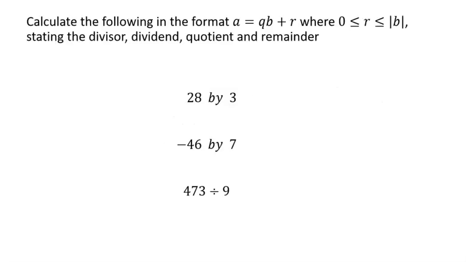So what I want you to do is calculate the following in the format A equals QB plus R. Again, remember the condition, 0 has to be less than or equal to R, less than the magnitude of B. And here I want you to state the divisor, the dividend, the quotient, and the remainder for each of them. So pause it and have a go at that just now.